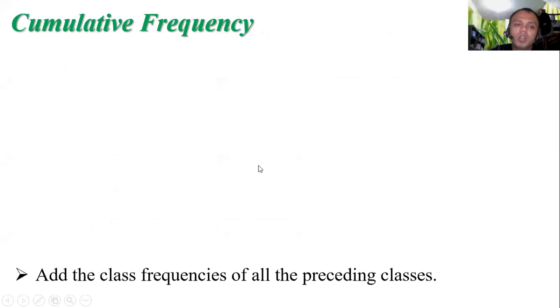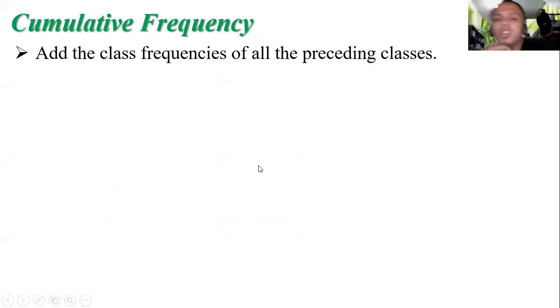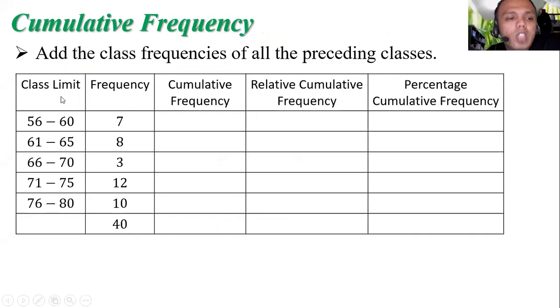Now, cumulative frequency. Add the class frequency of all the preceding classes. So, let's say, for example, given the class limit and the frequency, we find the cumulative frequency. To find it, we can start wherever, because in our class limits there are times when the classes are arranged from lowest to highest or from highest to lowest.